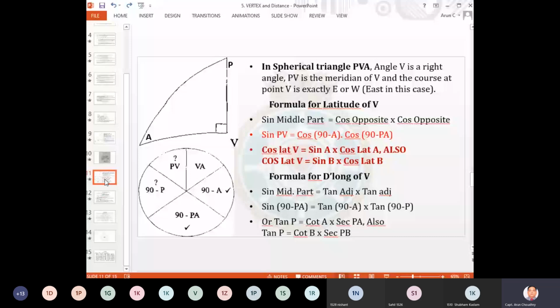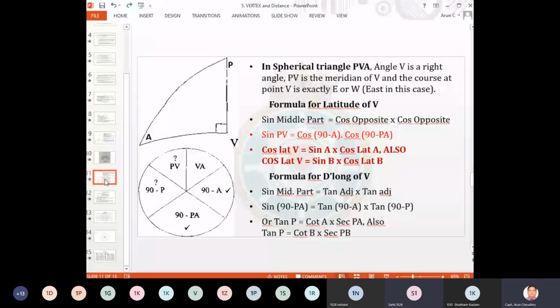So let us go on to the next step, which is finding the longitude of vertex. Can anybody tell me what will be the longitude of vertex? In simple terms, how can we calculate the longitude of vertex? What steps should we take? No, forget this Napier's diagram, in general.